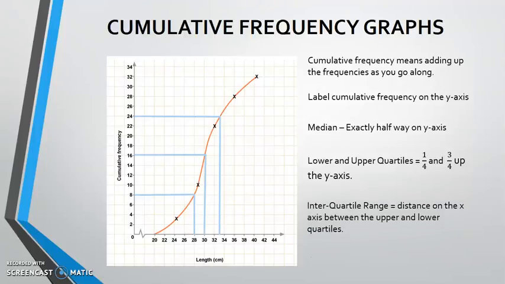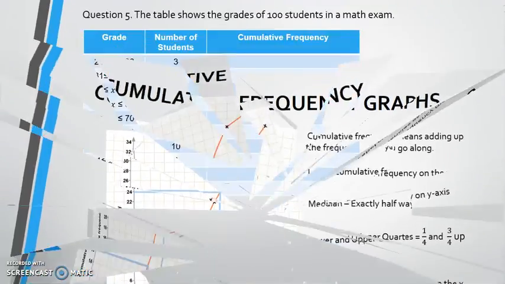And finally, you've got an interquartile range. And this is the distance on the x-axis now between the upper and the lower quartiles. And you can see that in red on the x-axis. So the interquartile range in this example is between 28 and 33. So the interquartile range is only 5. Okay, let's look at a question.